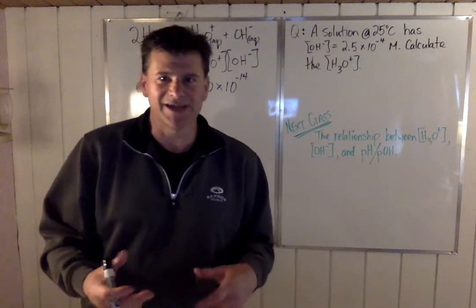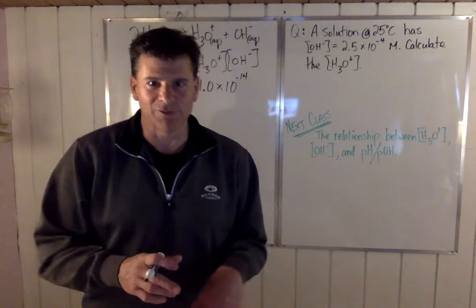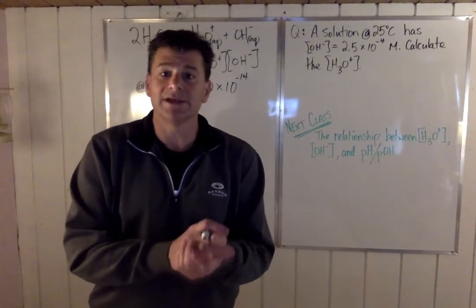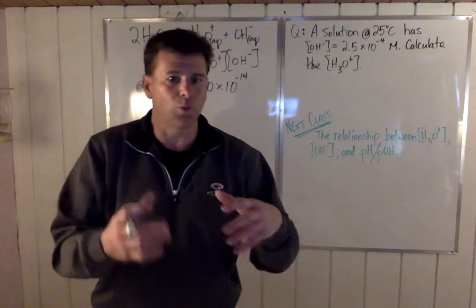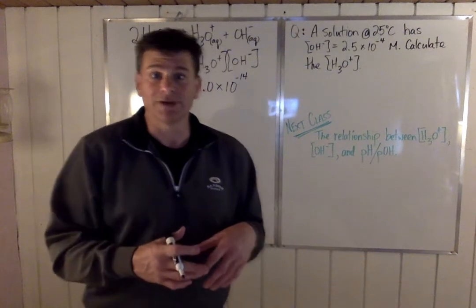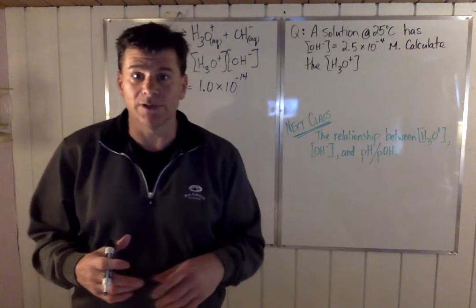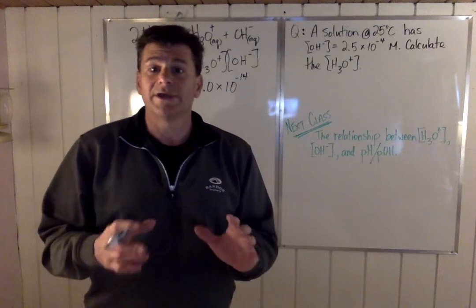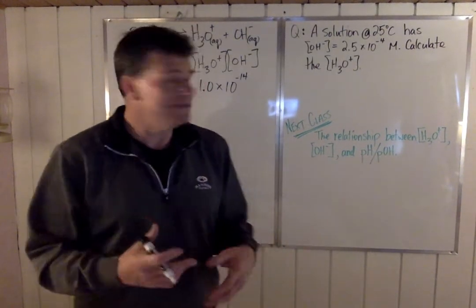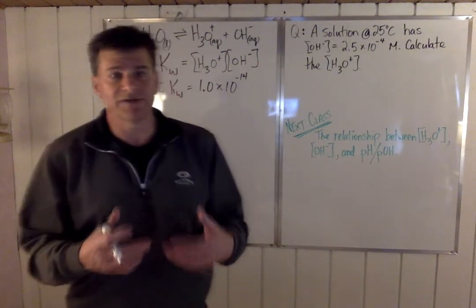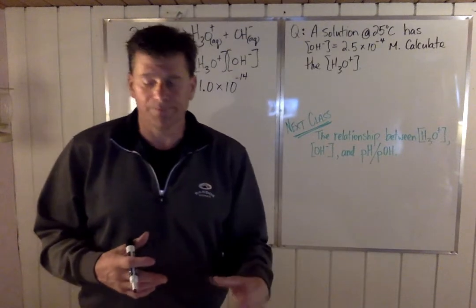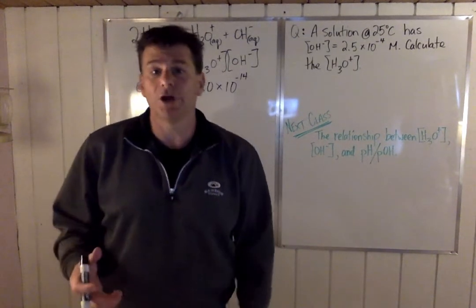Later on, you might be using other solvents, and so all of this gets thrown a little bit for a loop. But if you have water as your solvent, that means that the solution has water doing its equilibrium thing. So we can apply what we know to this equilibrium. So it says the hydroxide concentration is 2.5 times 10 to the negative 4 molar. Calculate the hydronium. Okay, well, let's use what we know.